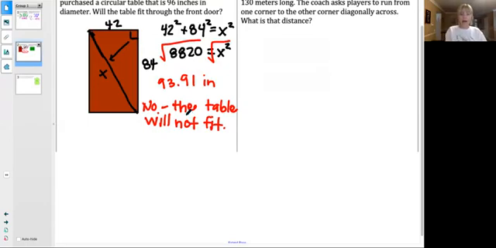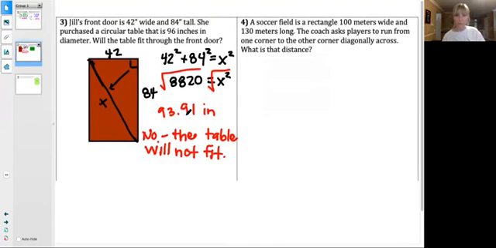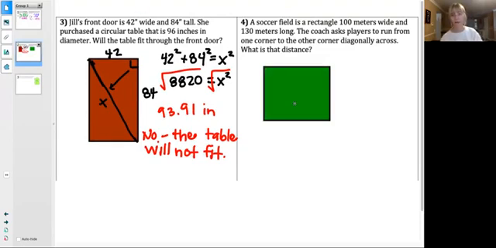Okay, let's look at one more example here where we're going to draw the picture. This is talking to me about a soccer field that is a rectangle. So guess what? I'm going to draw a rectangle. This time it's a soccer field. And the coach is asking players to run from one corner to the opposite corner. So guess what? That is, again, the diagonal. My pen went a little crazy. I'm just going to leave it there.